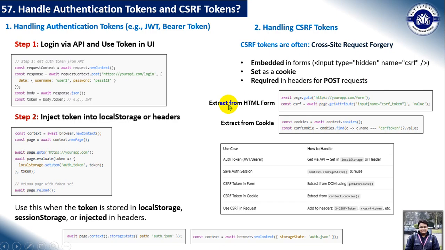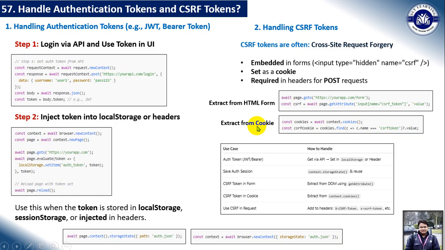And this is the way you can fetch them, right? If you want to extract from the HTML form, you can just say const csrfToken, then getAttribute, and whatever the name is, you can fetch the value and store it here. If you want to extract from a cookie, you can use context.cookies and csrfCookies.find, where the name will be csrf-token, something like that, then it will fetch the value. So these are the different ways to fetch the CSRF token from the HTML and the cookies.